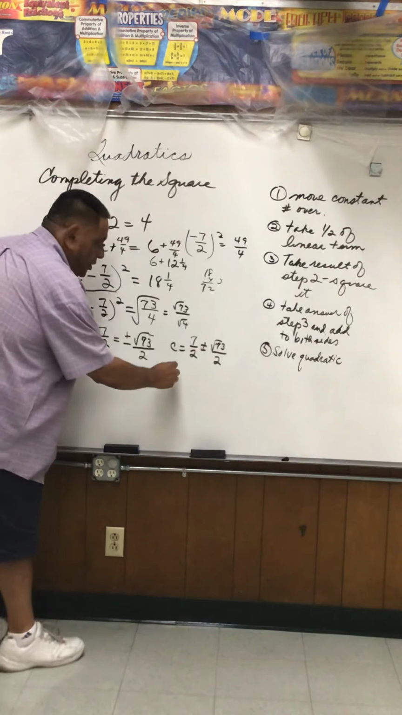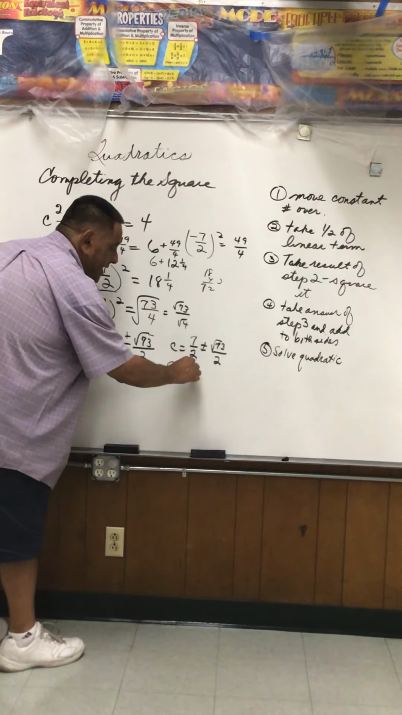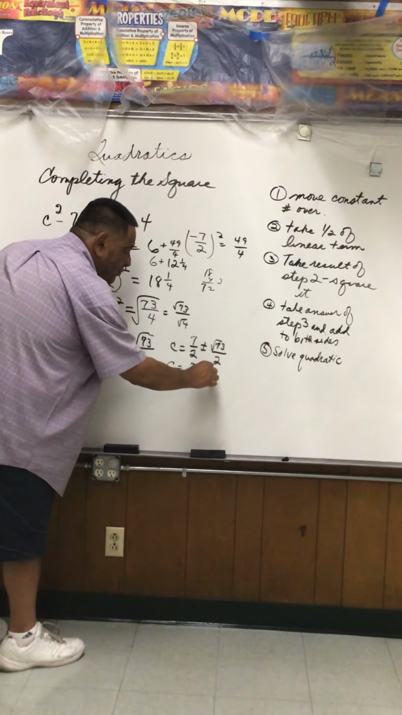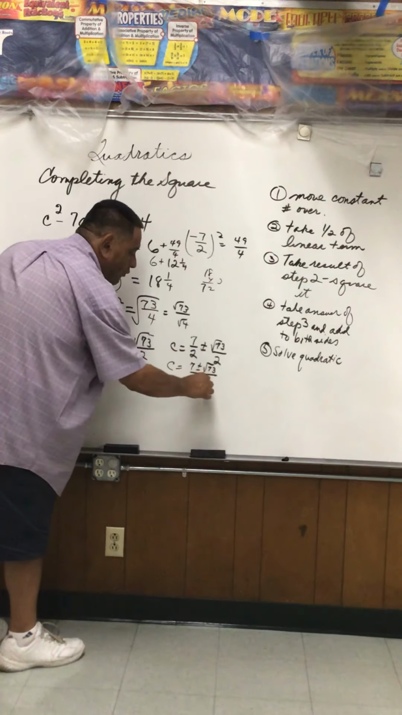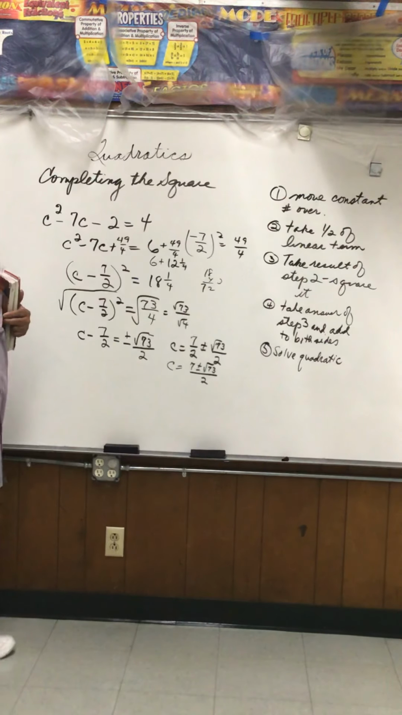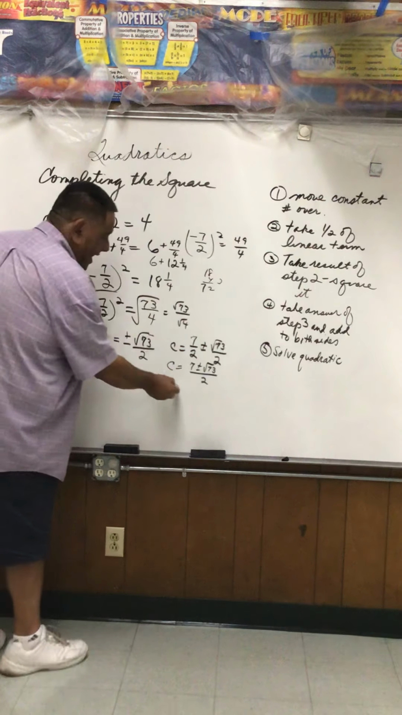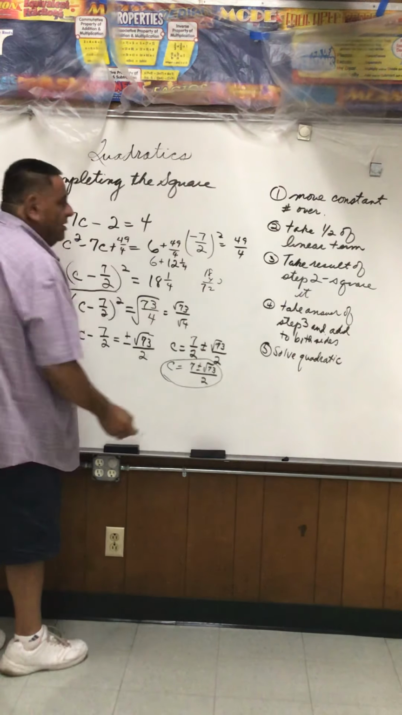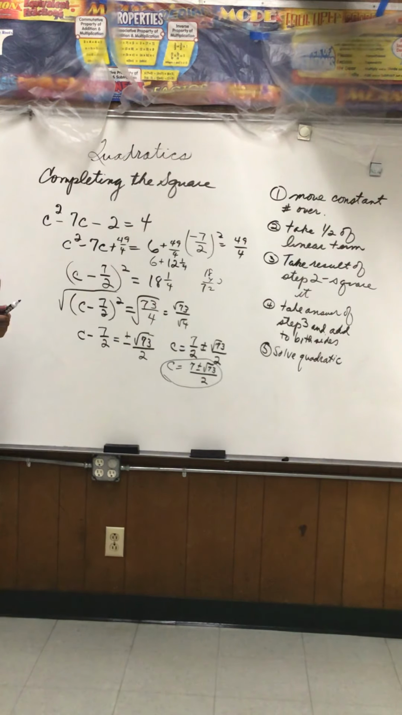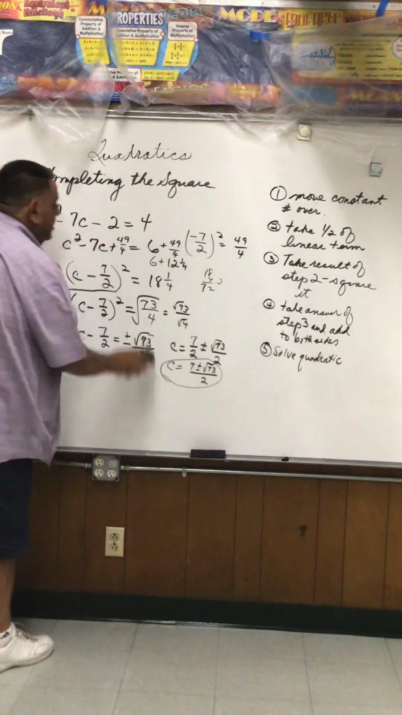Now, you could write it as one fraction. Either way is correct. You could say 7 plus or minus radical 73 over 2. And that would be the correct answer. And this is your final answer. So see, you are getting radicals in your answers there, okay? All right. Good, good, good.